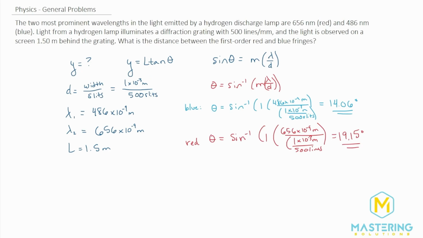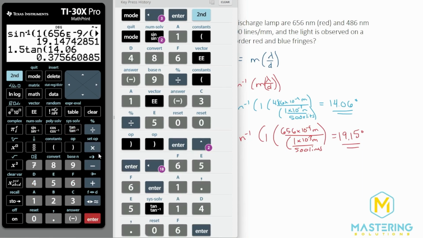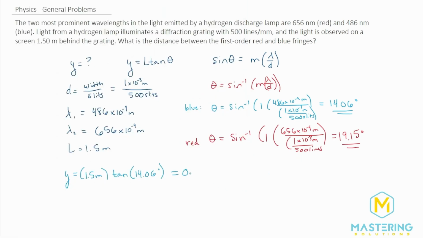So now we have the degrees for both of our y equations. We can go back to the blue and plug that in to figure out the y for the 486 wavelength. So y for the blue is equal to L, which is 1.5 meters, times the tangent of 14.06 degrees. So we have 1.5 tangent 14.06, and that gives us 0.376 meters. This isn't our final answer. We'll show you why in a second.